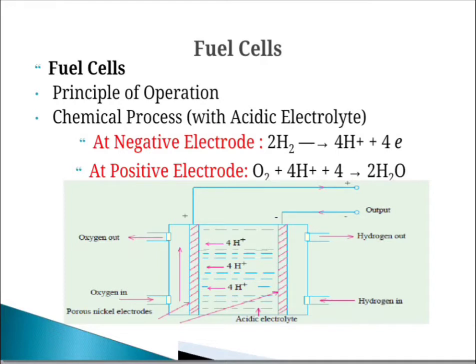Then the chemical reaction at the negative electrode is 2H2 gives 4H+ plus 4 electrons, and the chemical reaction at the positive electrode is O2 plus 4H+ plus 4 electrons equals 2H2O, which will be the output.